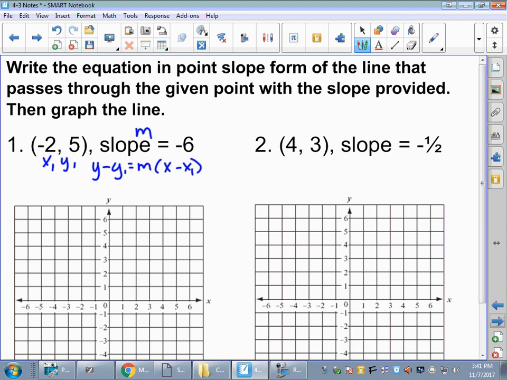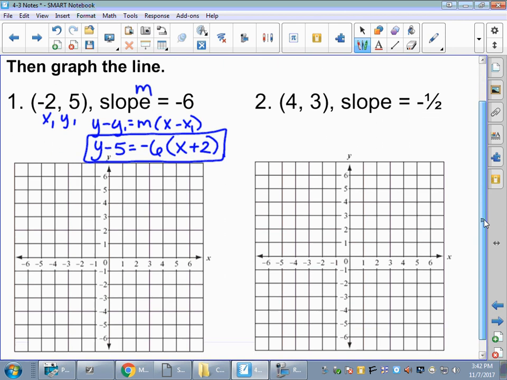Since my y value is 5, I'm going to write y minus 5. My slope is -6. And then my x1 value is -2. When I subtract that, though, it becomes minus, and -2 becomes +2. So that right there is point-slope form of an equation.